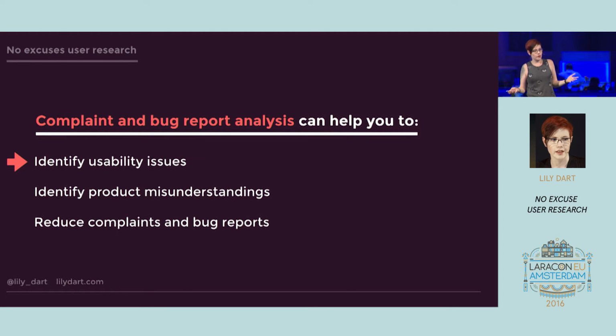So, complaint and bug report analysis can help us to identify usability issues. And we can do this by looking for repeated patterns in bug reports and complaints that have no functional cause. They can help us to potentially identify product misunderstandings by identifying expectations from users that don't align with the current site functionality. Arguably, the credit card payment that hasn't appeared in your statement is in fact a mismatched expectation from users and the system. The system won't make it appear immediately because the payment processing doesn't happen immediately, but users expect to see it there. And it will also help us to reduce complaints and bug reports by resolving the issues that trigger them.